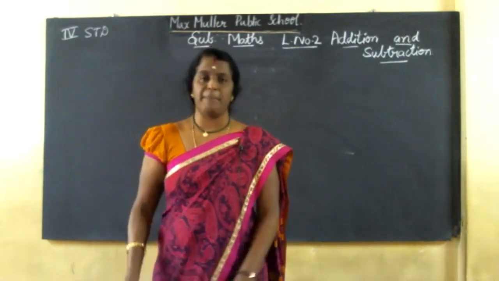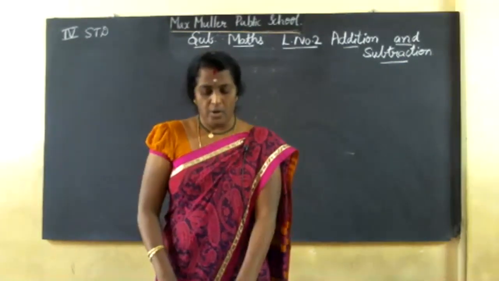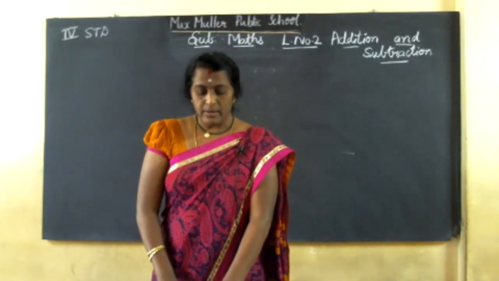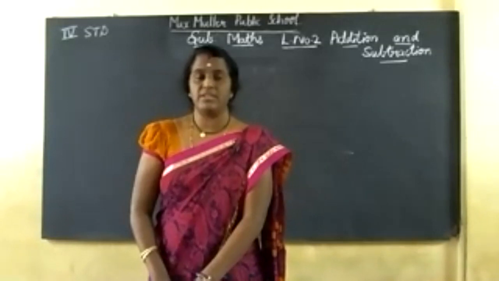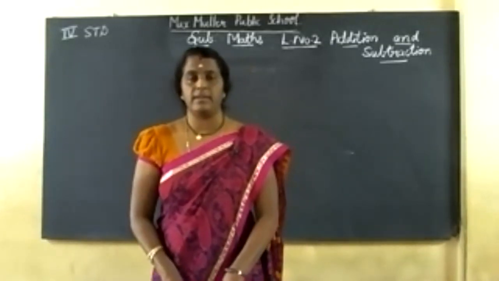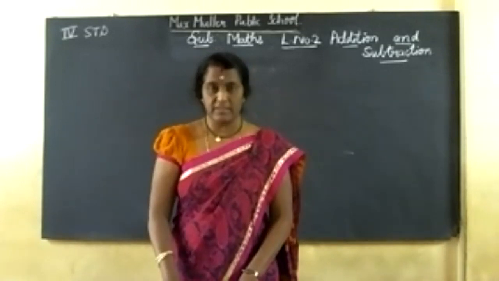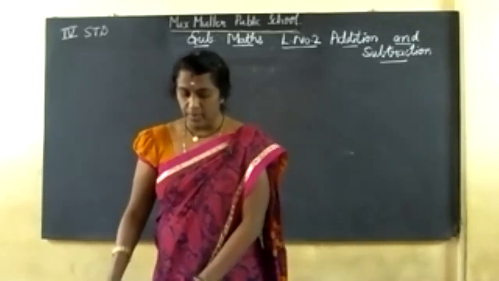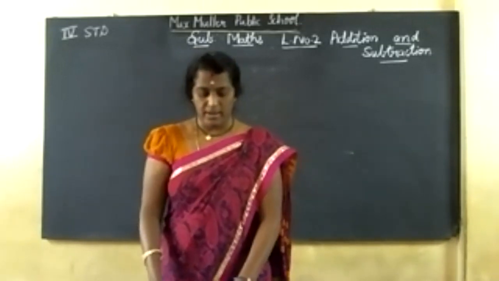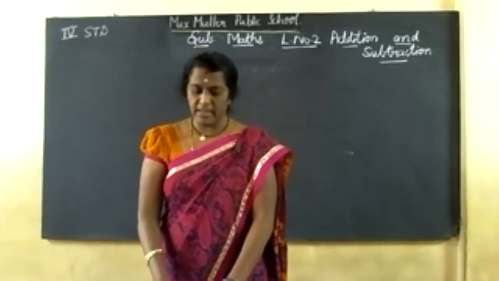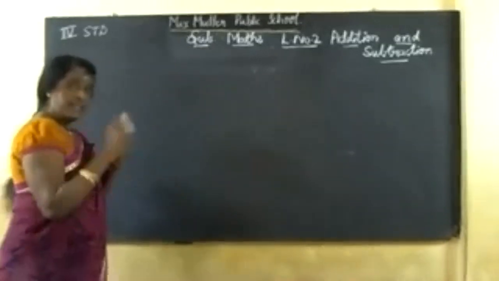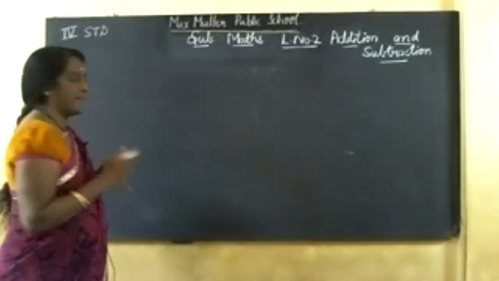Addition and subtraction. Let's recall: on Monday around 8,405 cricket fans came to see the match in a stadium. On Tuesday, 6,707 cricket fans came. How many cricket fans came on both the days? So for both the days, should we do addition or subtraction?